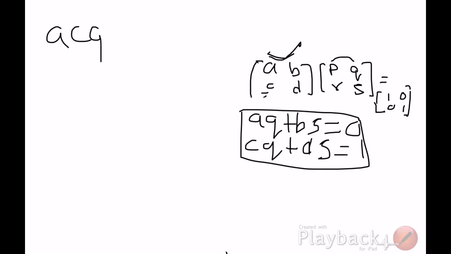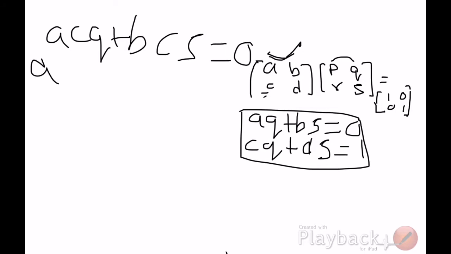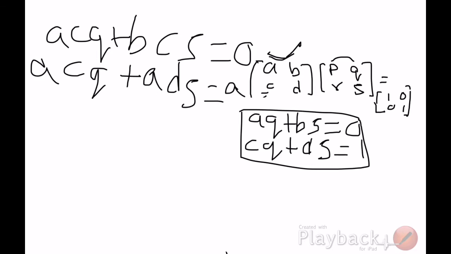So now we have just these parts left here. Just solve it in a similar way. Find a common thing, of course, AC again. AC Q plus BC S equals 0. Then ACQ plus here AD S equals A, I guess, right? Yeah.